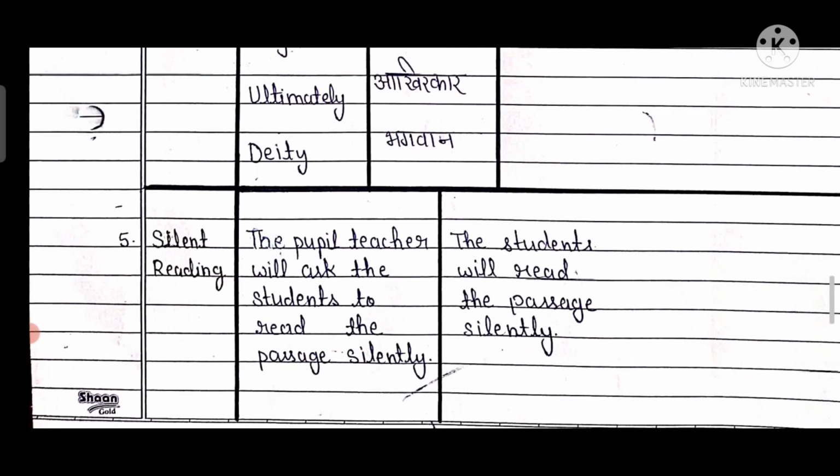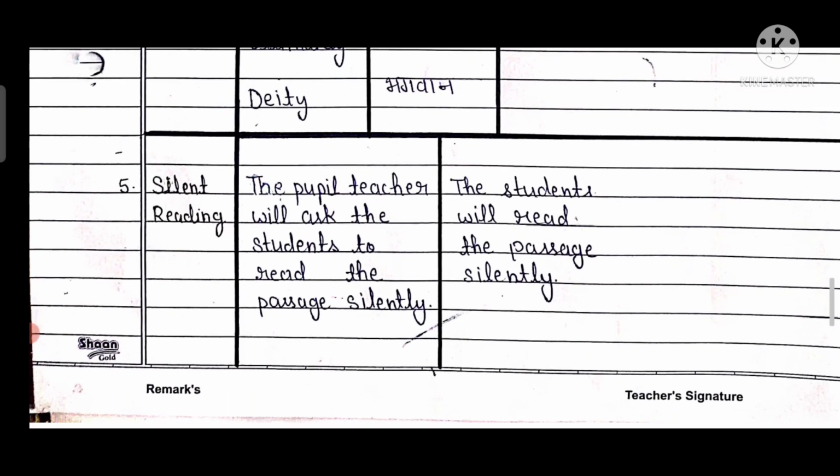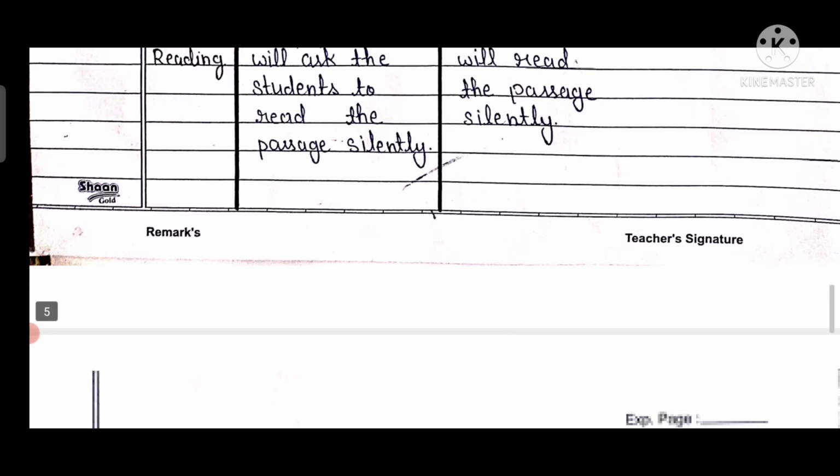After that, the next step is silent reading. Pupil-teacher activity, the pupil-teacher will ask the students to read the passage silently. Student activity, the students will read the passage silently. Device and method, textbook method.